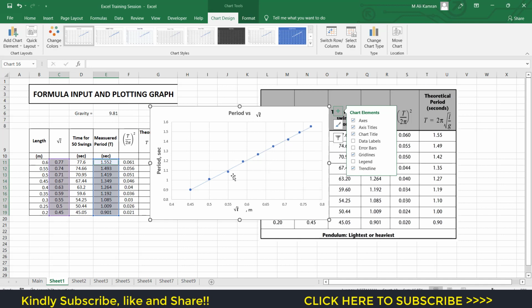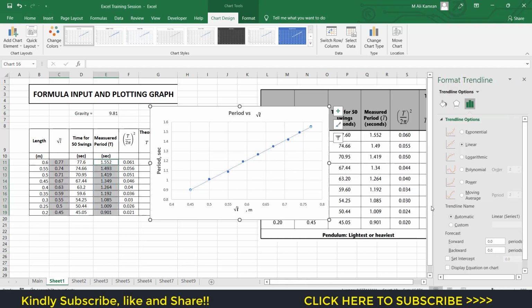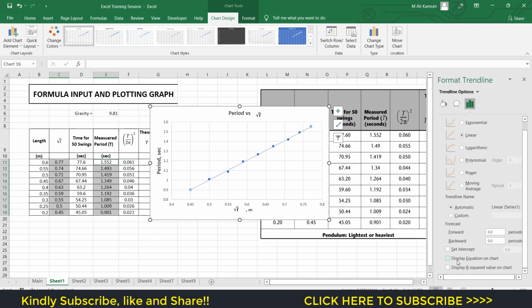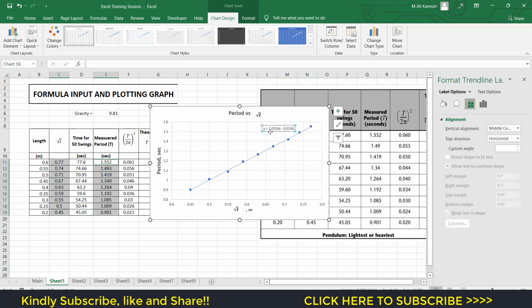And if you want to have the equation of this straight fit line, again click on this arrow and then linear and more options. In more options we have linear, which by default is selected, and then we have display equation on chart. This is the equation of this straight line, which is y equals 2.0316x minus 0.0148. The slope of this line is 2.0316 and the y-intercept is 0.0148.